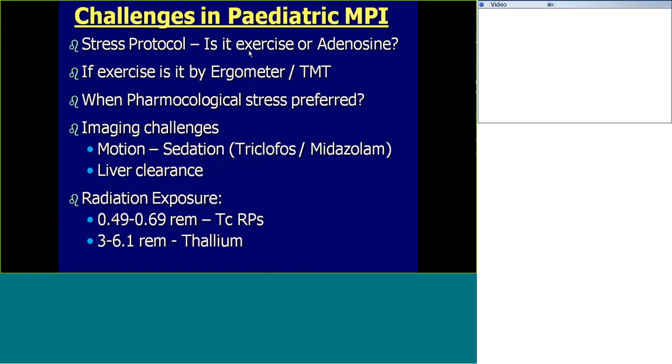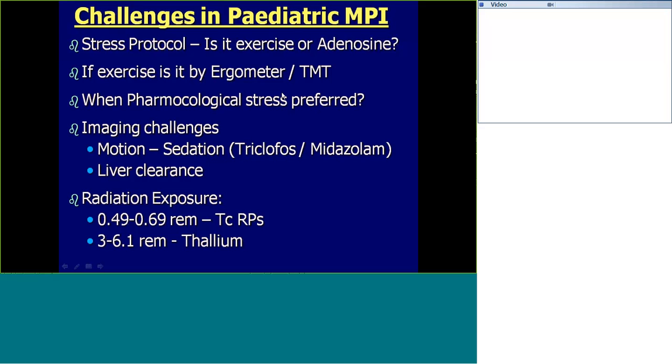But these adult treadmills may not be a comfortable equipment on which the children walk, but still we don't have an option. If we have a treadmill which is tailored down for a child, probably that is the most ideal way. But still, in some specific instances, pharmacological stress is preferred, like children of less than 3 years. Also, in specific disease conditions like Kawasaki, where we need to do serial myocardial perfusion imaging.